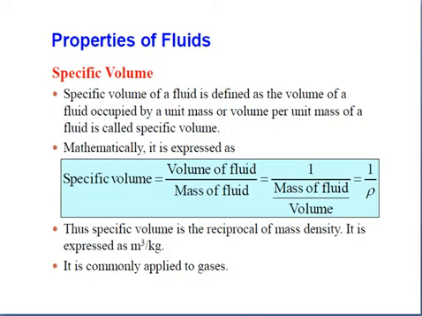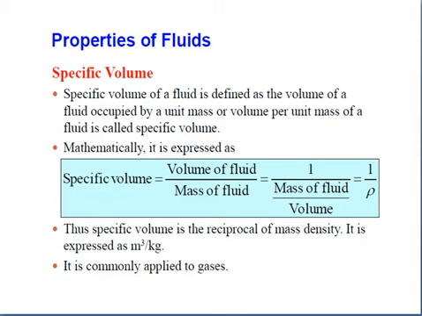As for its unit, the unit of the mass is kg and unit of the volume is meter cube, so the unit of the density is kg per meter cube. Specific volume is nothing but the reciprocal of mass density. That's why its unit is meter cube per kg, the reciprocal of the unit of mass density. It is commonly applied to gases.